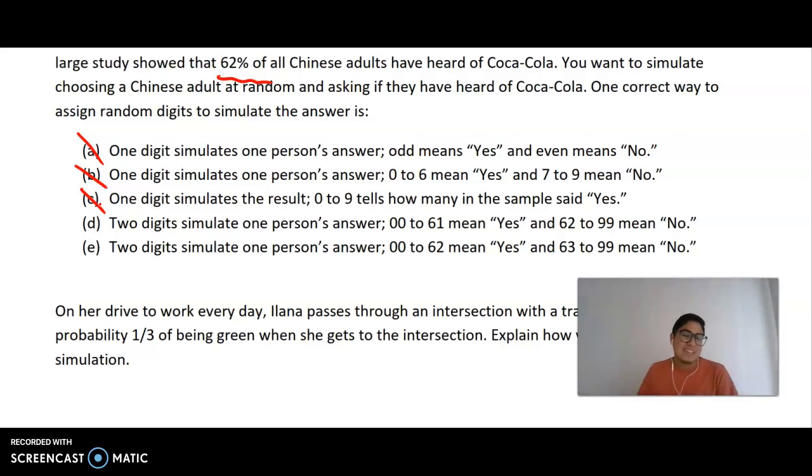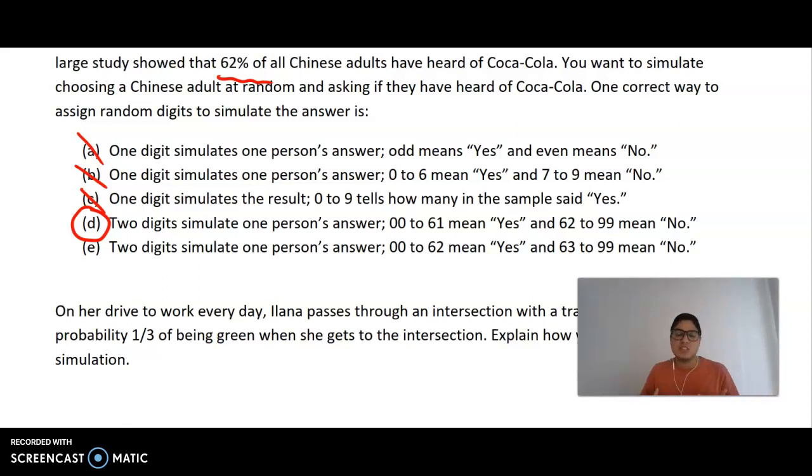Well, 00 to 61, that's 62 digits, whereas 00 to 62 is 63 digits because that 00 counts as a spot there. So since I want to model 62%, this would be my best option here, is that 62% of those would be yes, and the other 38% would be no. So that simulation there is going to best model it.